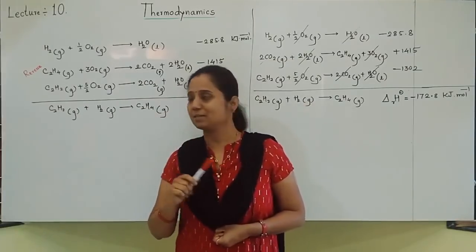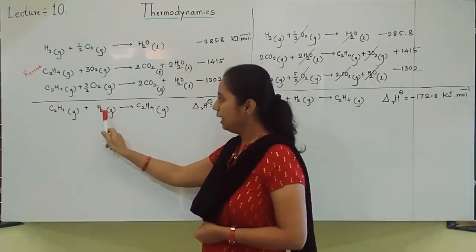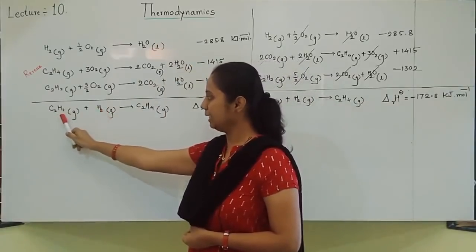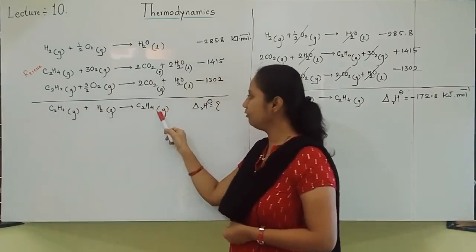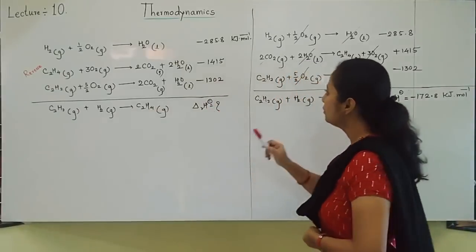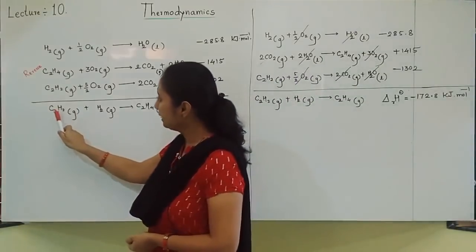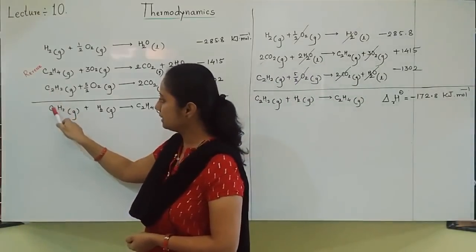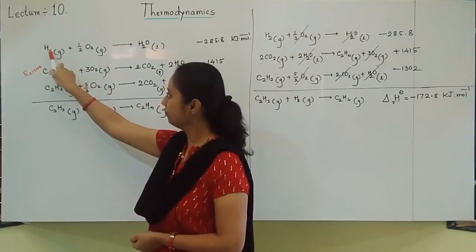Go through the equations. Okay, so we have to find out the enthalpy for hydrogenation of ethine to give ethene. That equation, write down, and for this equation we have to find out enthalpy. So let us see what changes are required. Ethine is there as it is. Hydrogen is also there.